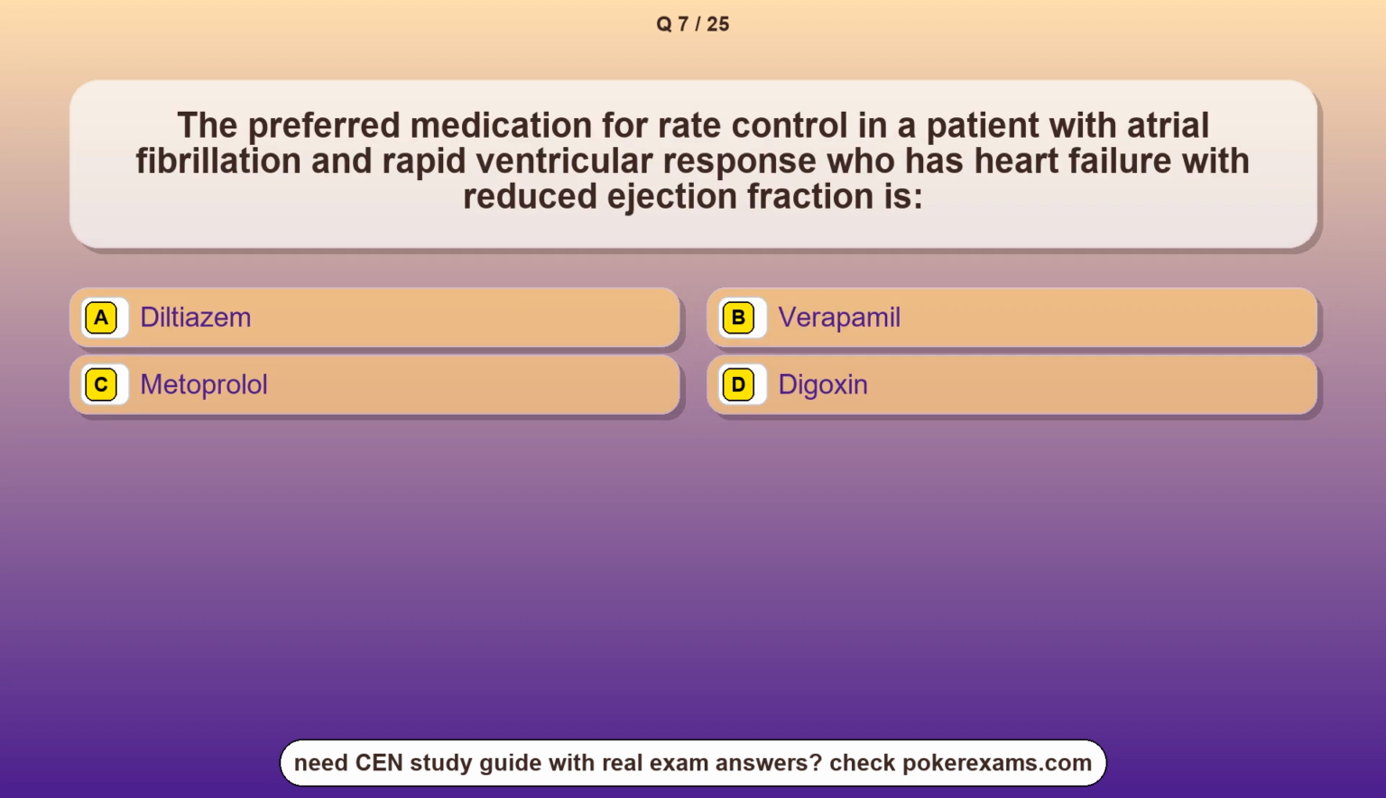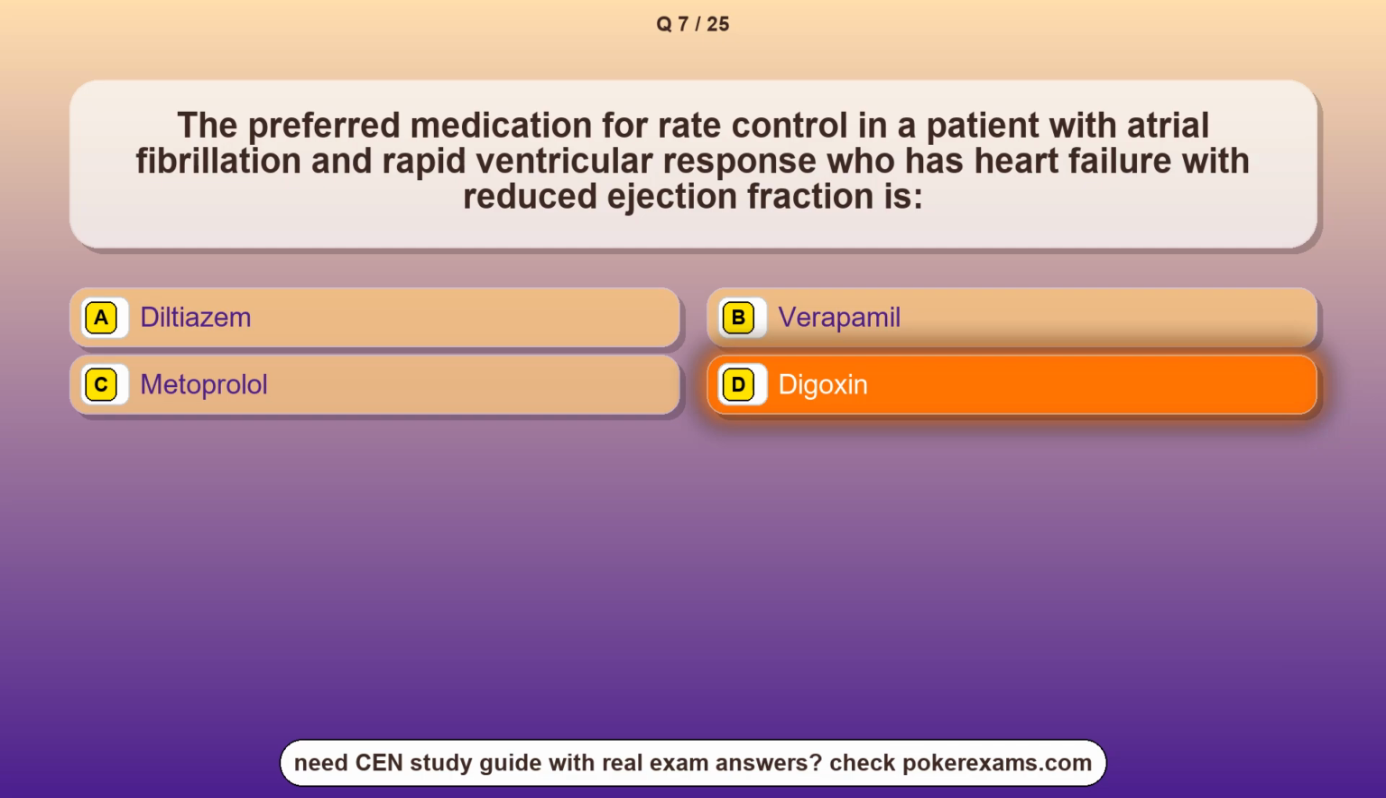Question 7. The preferred medication for rate control in a patient with atrial fibrillation and rapid ventricular response who has heart failure with reduced ejection fraction is option A. Diltiazem. Option B. Verapamil. Option C. Metoprolol. Option D. Digoxin.